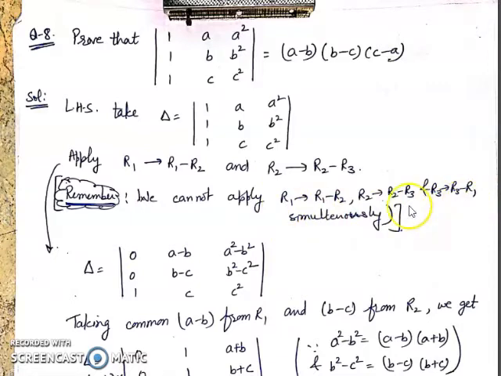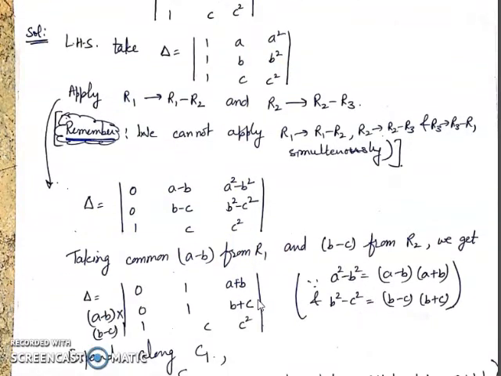Clear? So we will apply only R1 minus R2, and in R2 we will make changes R2 minus R3. We get 1 minus 1 is 0, a minus b, a square minus b square. And in R2, 1 minus 1 is 0, b minus c, b square minus c square. And the third row remains the same.